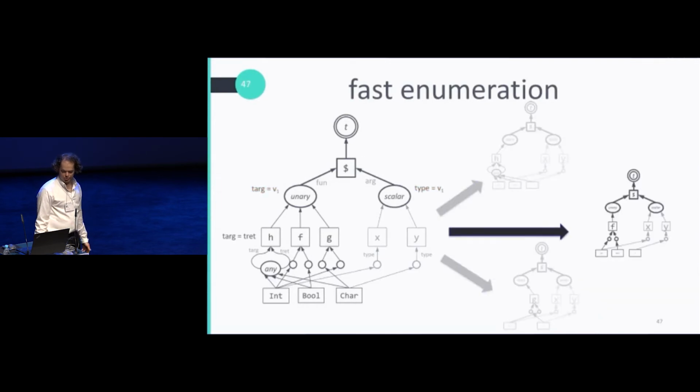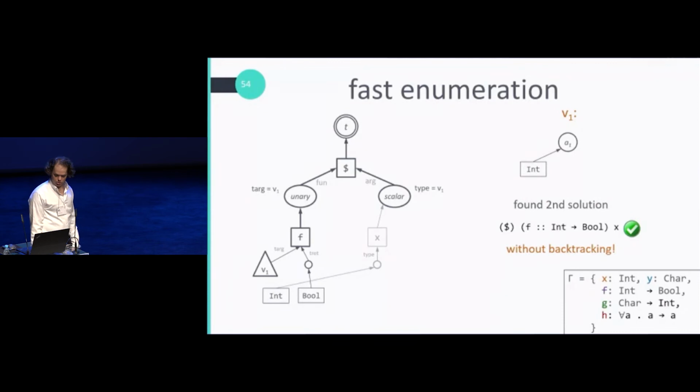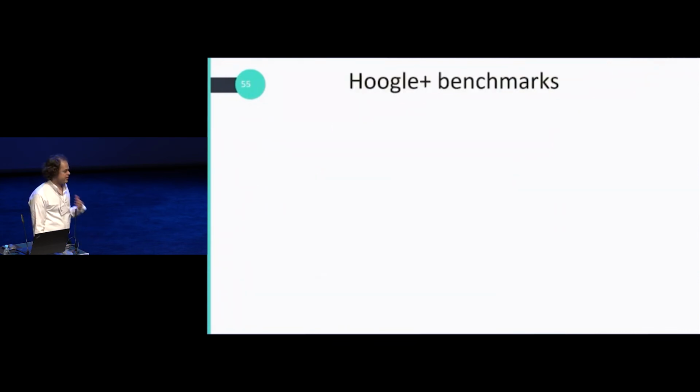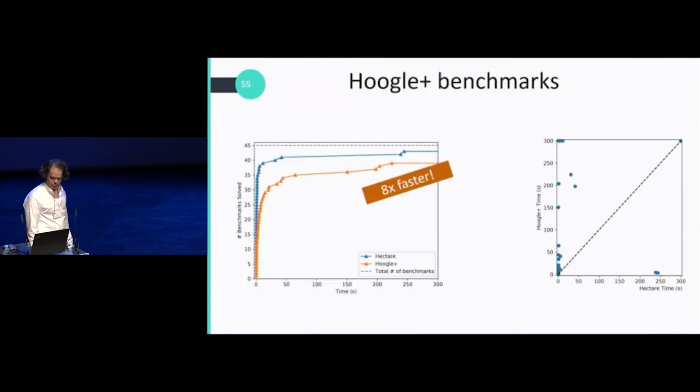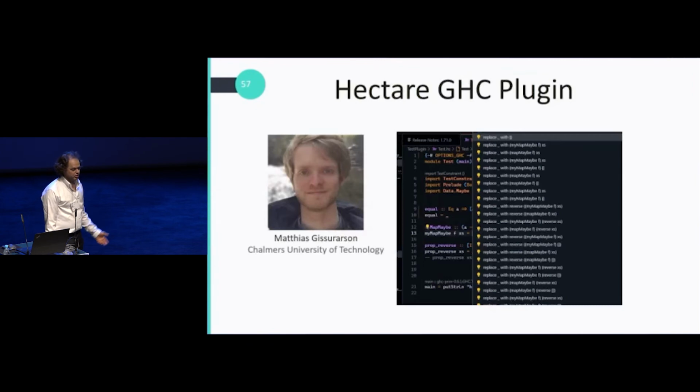So I go back to the top, choose f this time. Once again, similarly, we're going to find the only use of f in a well-typed term without backtracking. And so this fast enumeration is the secret to how we get the great results I showed you earlier in so very little code. So that's Hectare. It's now a GHC plugin. You can download and try, thanks to my collaborator Matthias, who is somewhere in this audience.